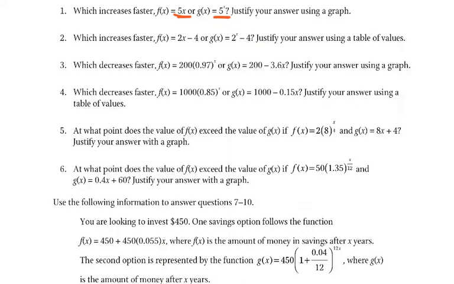Okay, number 2. Which increases faster, 2x minus 4 or 2 to the x minus 4? Again, we start at negative 4 on these, okay, roughly. But the idea here is that multiplying is always going to increase faster than adding. Okay, and if we were to make a table of values here of f of x, so we start at negative 4, then every time we're adding 2.